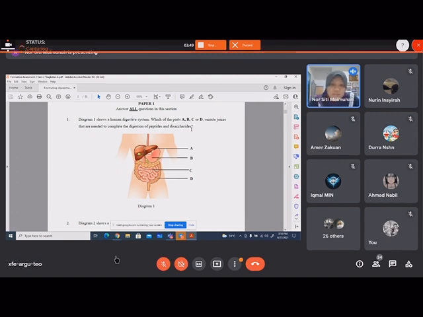Sekarang soalan tanya nak complete digestion of peptides and disaccharides. So kat mana sebenarnya berlaku tindak balas ini? Dalam keseluruhan organ ni kat mana agaknya? Small intestine. Small intestine, correct. Ada 3 bahagian small intestine: duodenum, jejunum and ileum. Which part of the small intestine carries out the digestion of peptides and also disaccharides? Duodenum? Ileum.